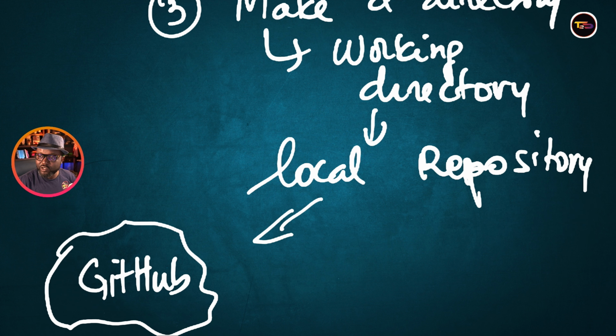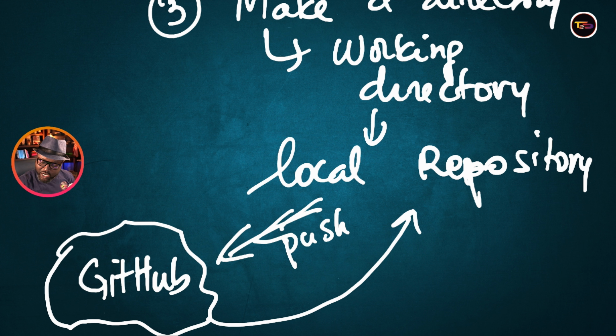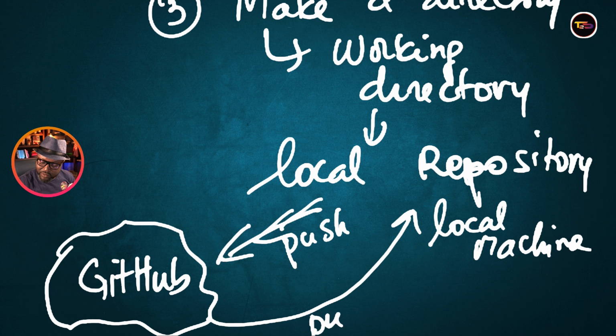So you're gonna send it to GitHub. So that's kind of like what we do. So you wanna send your local repository here, and that is push. And then from GitHub to your local machine, that is pull. We're gonna do that.